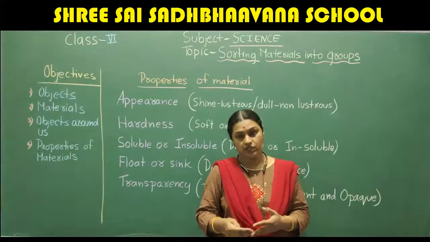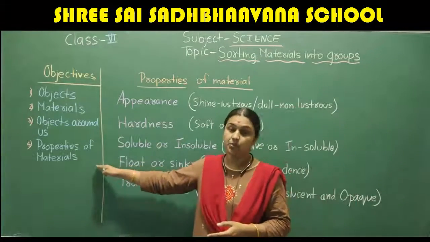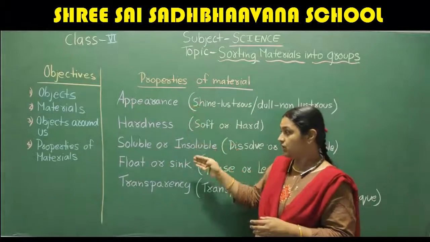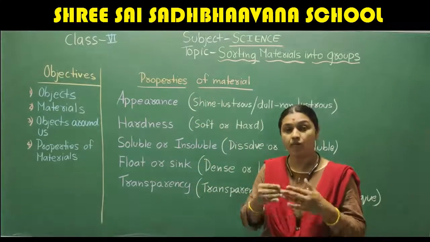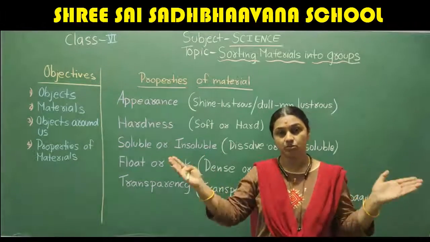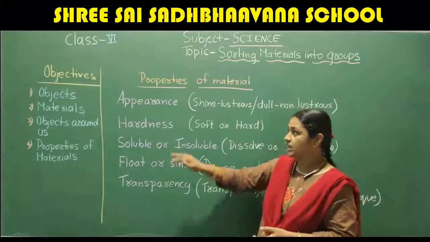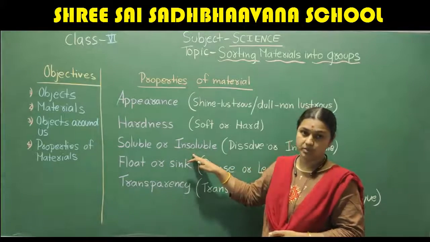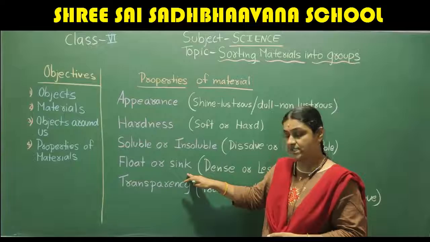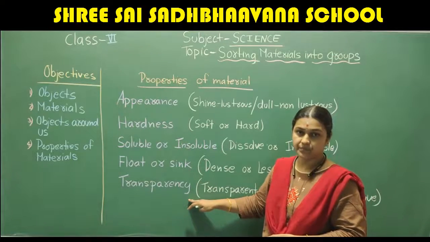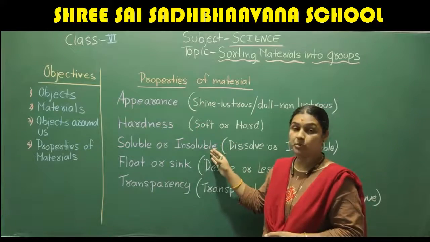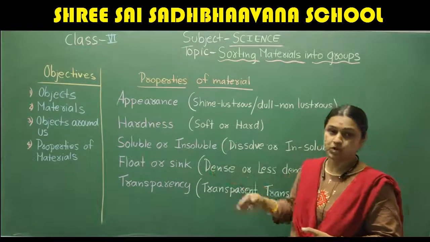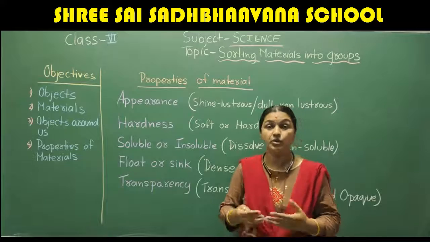Right, children? Okay. Now let us understand what are the properties of a material. There are 1, 2, 3, 4, 5 properties of a material by which they are classified into different groups. Which are they? They are the appearance, hardness, soluble or insoluble, float or sink, transparency. So we have appearance, hardness, soluble or insoluble, float or sink, transparency. Let's understand each one of them. Appearance. What do you mean by appearance?